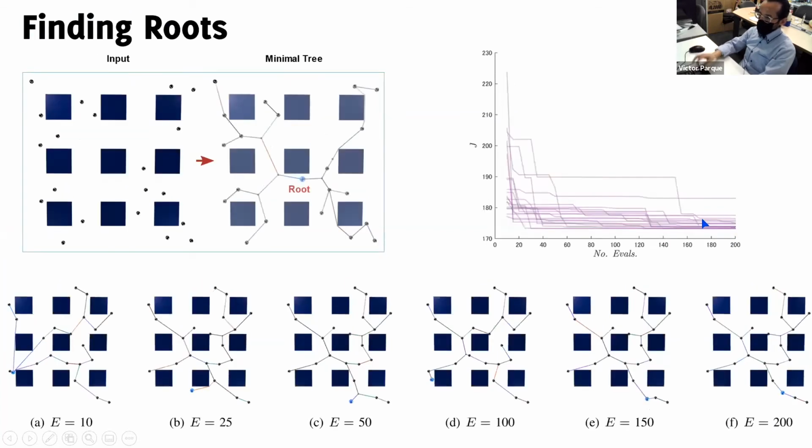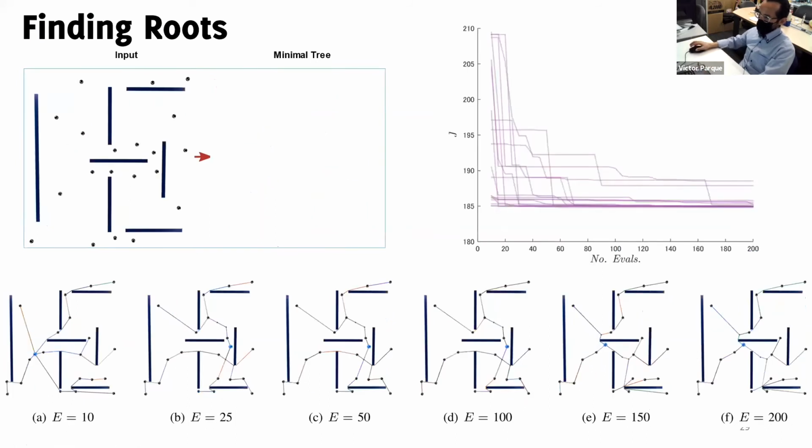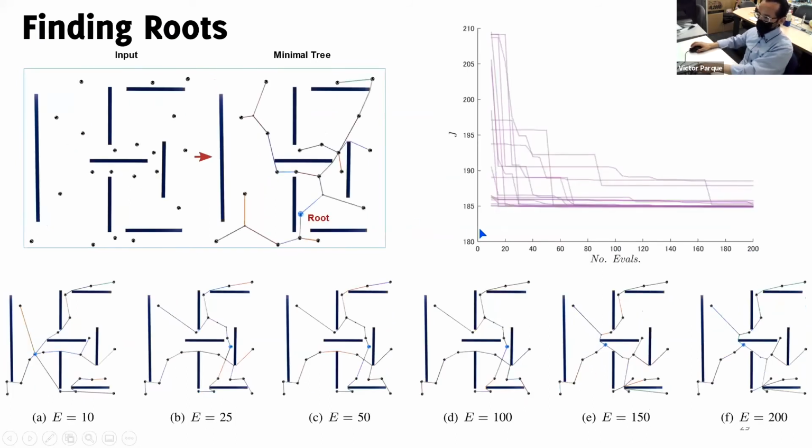For this example, we can also get a kind of minimal tree in 200 fitness evaluations. And for this case, we also have this kind of topology here, where we can spend about 200 function evaluations to get some kind of minimal tree.